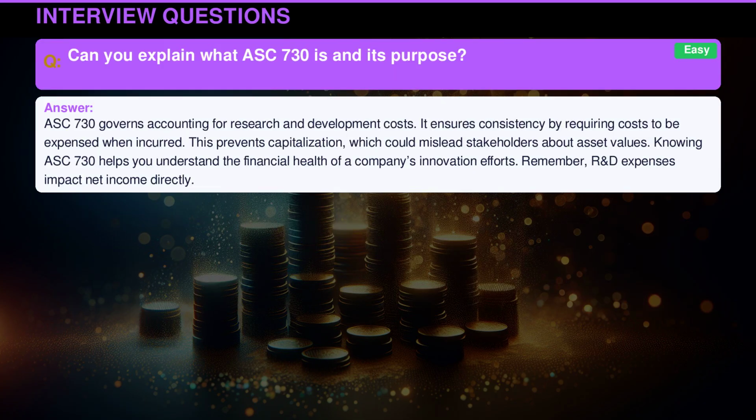ASC 730 governs accounting for research and development costs. It ensures consistency by requiring costs to be expensed when incurred. This prevents capitalization, which could mislead stakeholders about asset values. Knowing ASC 730 helps you understand the financial health of a company's innovation efforts. Remember, R&D expenses impact net income directly.